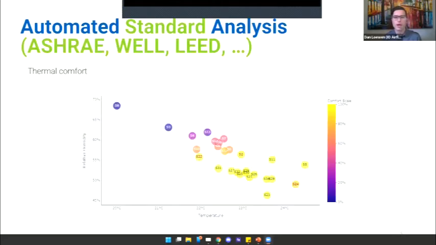A couple of quick applications. So automated standard analysis, whether it's ASHRAE 55 for thermal comfort or 62.1 for ventilation, whatever it is, you can automate the analysis. Here's a quick figure showing relative humidity versus temperature. Each of those circles is a sensor that was placed within a specific location. And so you can get a really quick idea of how that space was performing over that period of time.